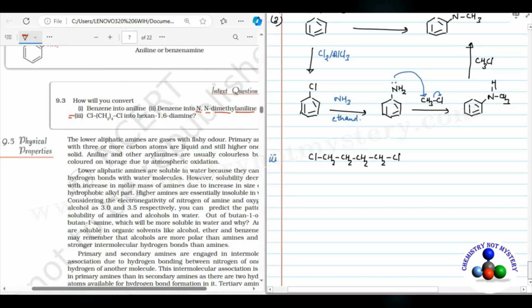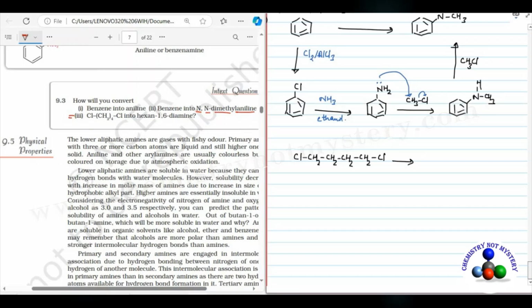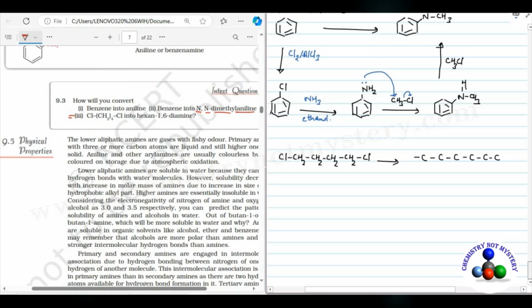And you have to convert it into hexane-1,6-diamine. Means you have to draw 6 carbons, 1, 2, 3, 4, 5 and 6, and the first and last carbons have NH2. Now there are 4 carbons here and there are 6 carbons there. So first balance the carbons: CH2, CH2, CH2, CH2, CH2 and CH2. So on both the sides you have to increase 1 carbon.